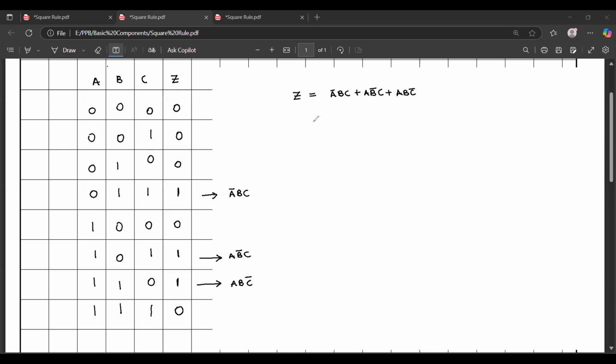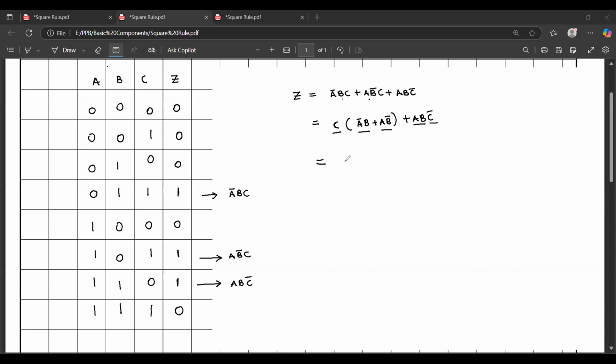Let's say you're taking C as common from these two terms. Well, then you will get C into A bar B plus A B bar, and then plus A B C bar. But then you can't do anything here, right? After this, you can't do anything. Not possible. But you may tell me, well, here we have C, here we have C bar and AB. Why can't we use redundancy law?